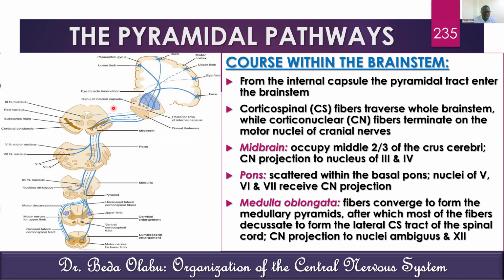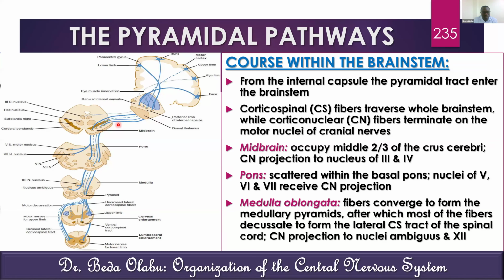This image shows you that story summarized. So corticospinal and corticonuclear fibers arise from the cerebral cortex, pass through the corona radiata, then enter through the internal capsule. Corticonuclear fibers occupy the genu of the internal capsule, while the others occupy the posterior limb of the internal capsule.